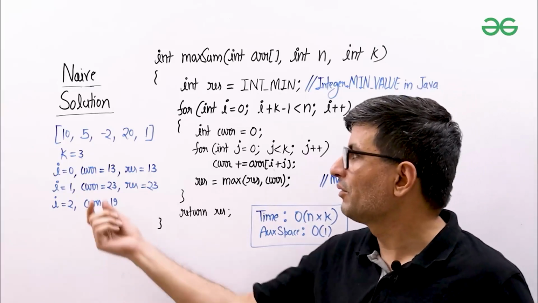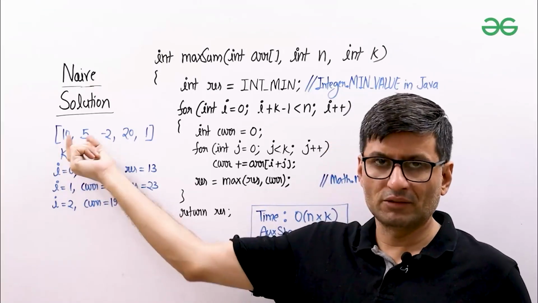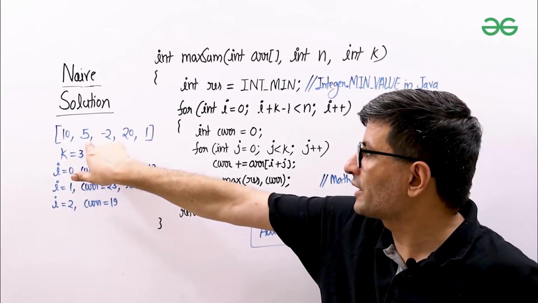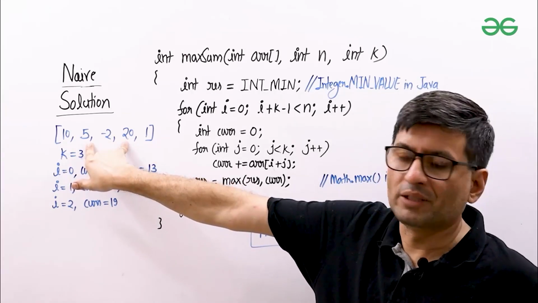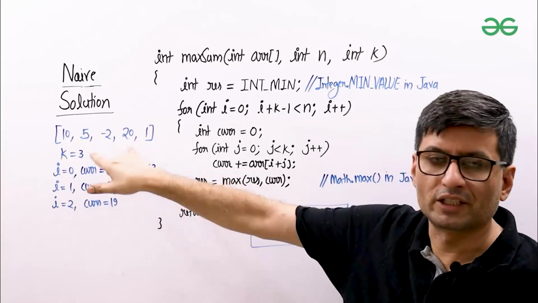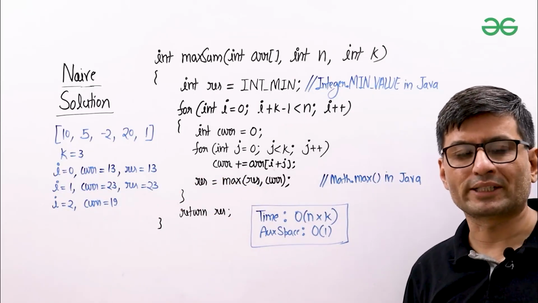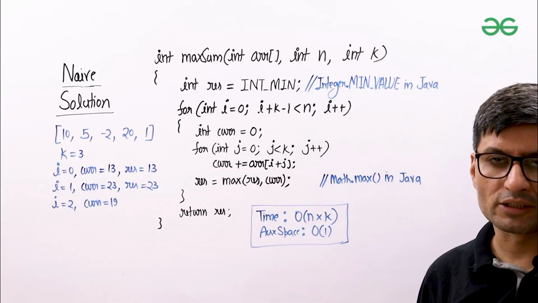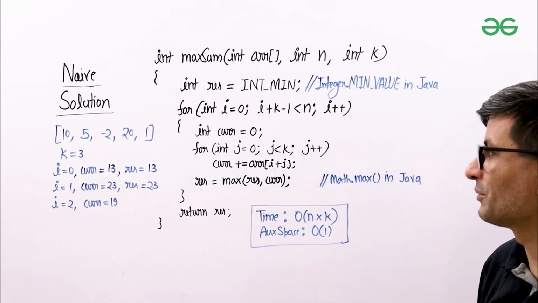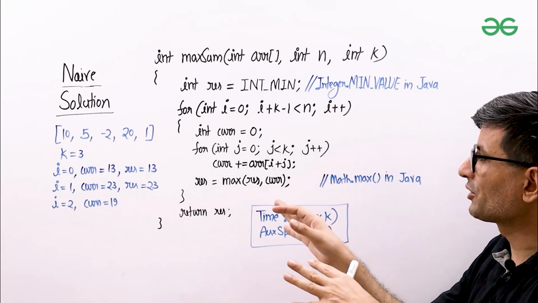The idea is simple. We begin with this index, we count the sum of first k elements, then we come to this index and find the sum of k elements beginning with this index, then we come to this index, find the sum of k elements, and we keep track of the maximum sum so far. Right? And if the current sum is more than the maximum sum or result, we update our result or maximum sum. So that's the simple implementation of the idea.